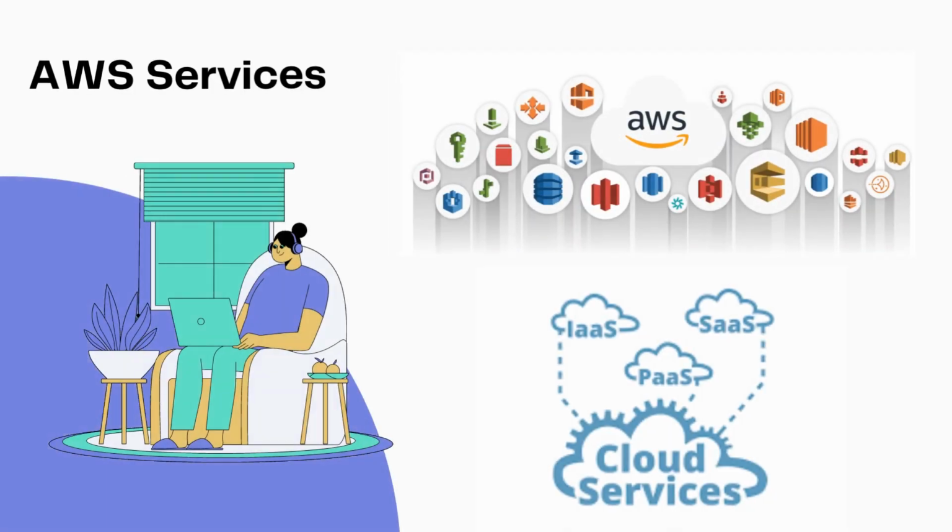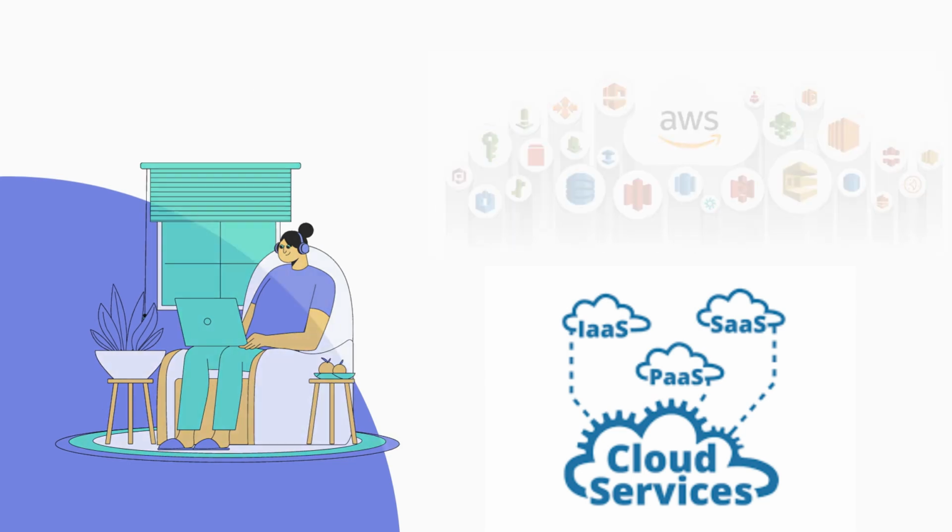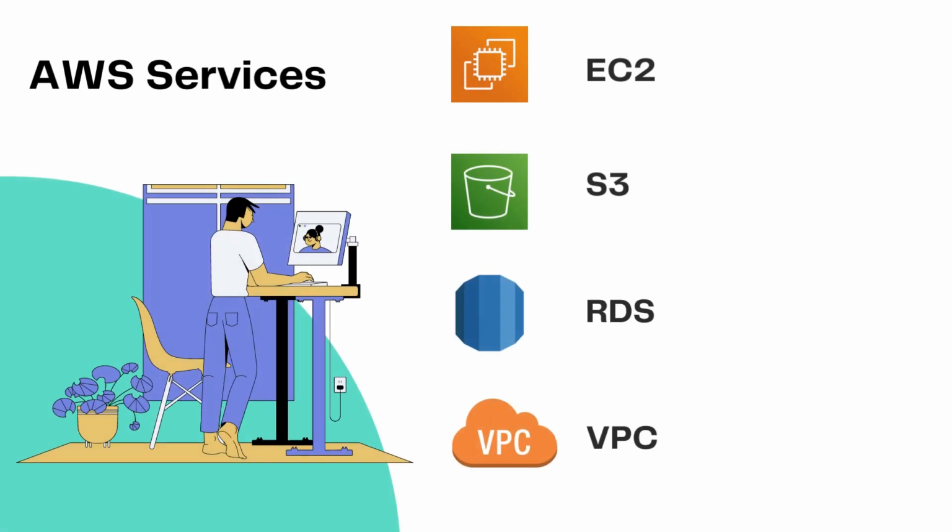AWS is a comprehensive cloud computing platform. It offers a wide range of cloud services for organizations and individuals to build and deploy various types of applications and services, like infrastructure as a service, platform as a service, and software as a service. It allows users to access a broad area of computing resources on demand, like virtual servers, that is EC2, storage, that is S3, database, networking, and content delivery, and many more like it. So let's go to our AWS console and find out how this actually works in a practical way.